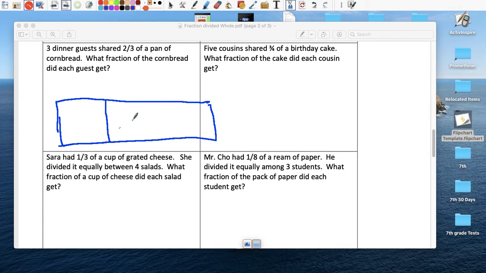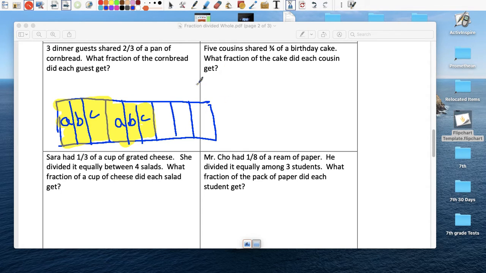cut into thirds. I'm going to shade what we have. We have 2/3 bread left over. And 3 people are going to share this. So A, B, and C. Let's cut the other one in 3. A, B, and C. And don't forget to cut this as well.